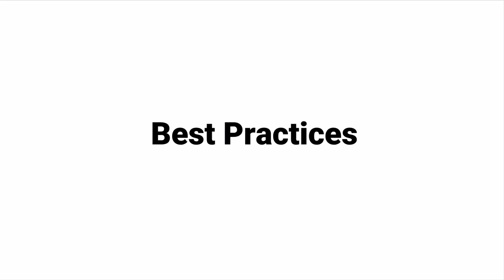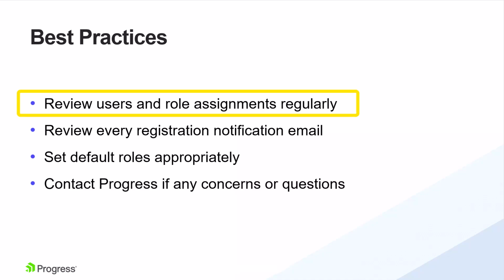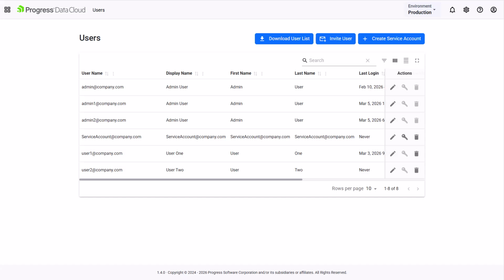Lastly, let's go over some best practices you can adopt to administer your tenancy efficiently. Let's begin with the first best practice: review users and role assignments regularly. Conducting regular reviews of users and their assigned roles ensures that access to the product is restricted to authorized users and that each user holds only the permissions required to perform their responsibilities. This aligns with the principle of least privilege, which means that users receive no more and no less access than what their job requires.